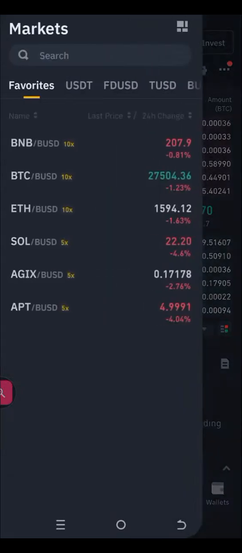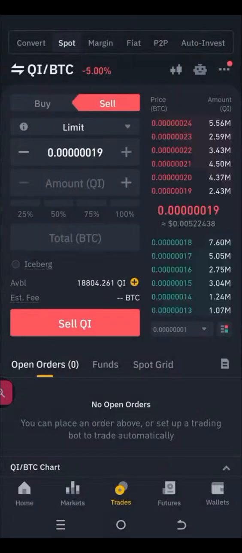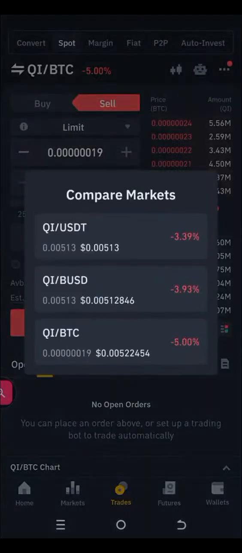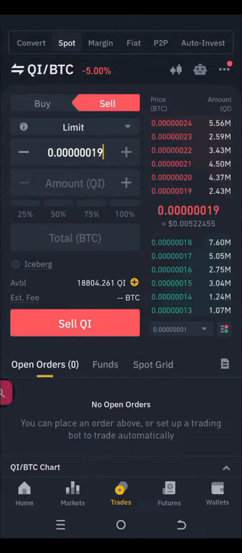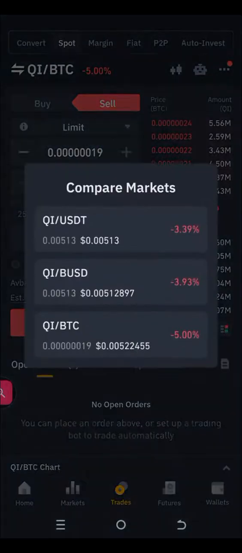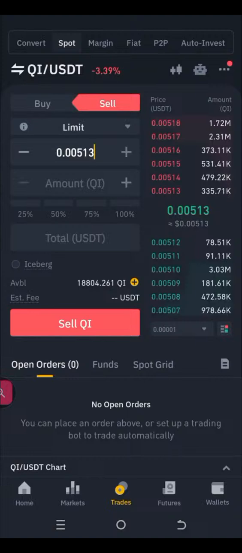Normally, we'll set a sell limit. And that's all we're going to do. So let's go and check. We're just going to have to wait. Oh no, this is QIBTC. Let's go back to QIUSDT. So we're going to set a sell limit and just wait for it to execute. We don't know how long this is going to take. A couple of days, a couple of hours.